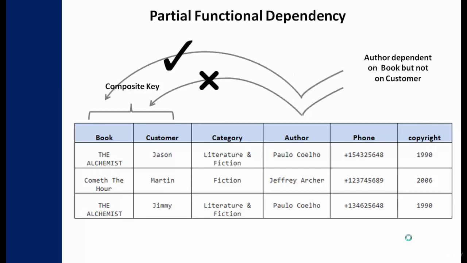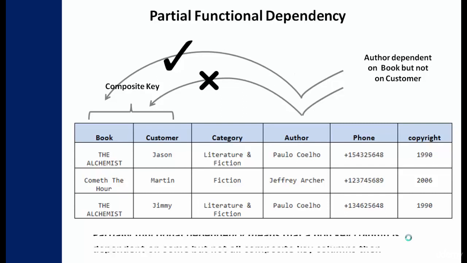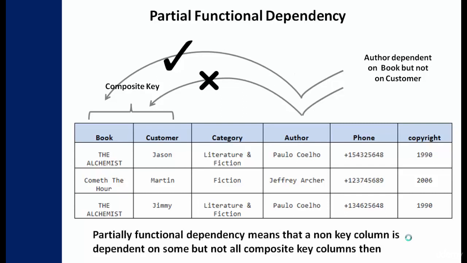Now if we see author column, it is dependent on one of the columns of composite key, that is books, but it is not dependent on the second composite key column, which is customers. Same can be applied for copyright column. So author, which is a non-key column, is only dependent on one of the columns of composite key, which is books. This is partial dependency. So partial functional dependency means that a non-key column is dependent on some but not all the composite key columns of a table.